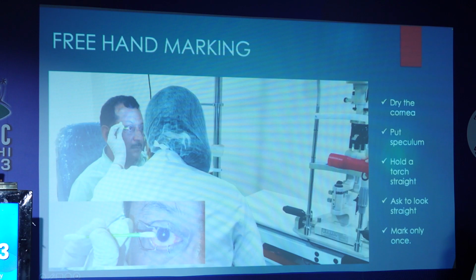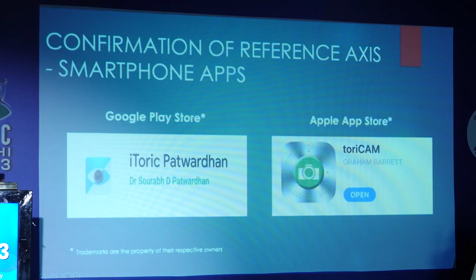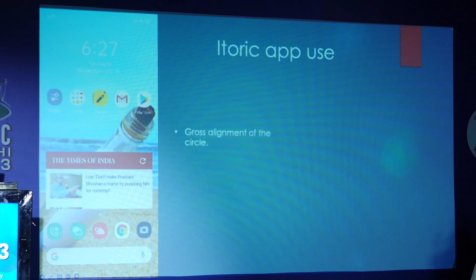So freehand marking is one of my favorites. On a dry cornea, we put the speculum and the patient sits straight. Many people have a query that it might not be just 180 degrees. So I usually shine the torch through both the pupils and see whether the patient is sitting straight or not, and mark only once. There are many online apps to see whether they are at 180 degrees, available on both the Android and the iOS platforms.